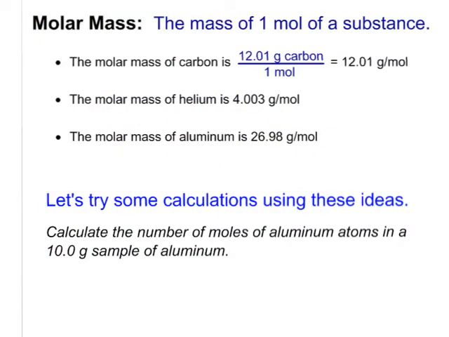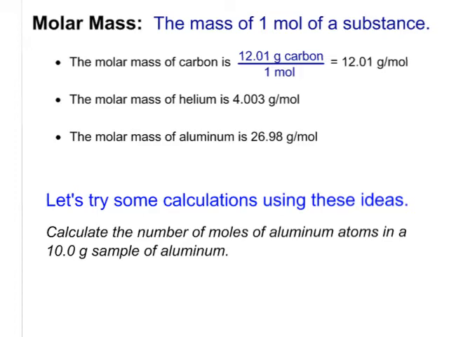Molar mass is a term we're going to use a lot. It's the mass of 1 mole of a substance. So, the molar mass of carbon is 12.01 grams. We could say 12.01 grams per 1 mole. It's 12.01 grams of carbon per 1 mole. Molar mass of helium is 4.003 grams per 1 mole of helium. Molar mass of aluminum, 26.98 grams per 1 mole of aluminum.